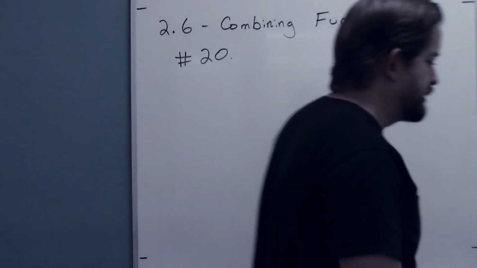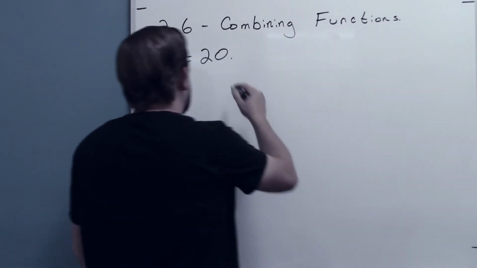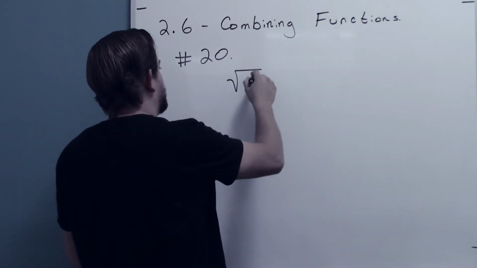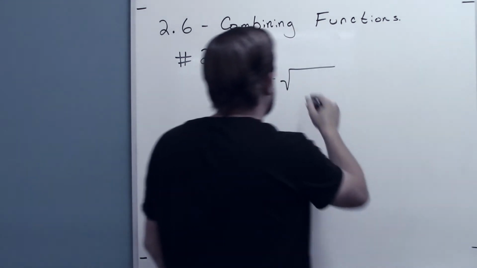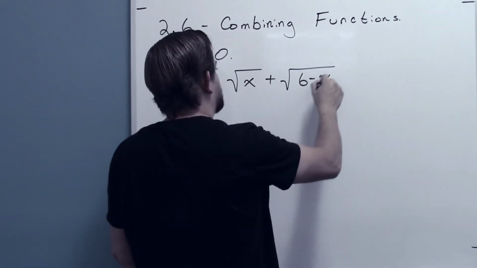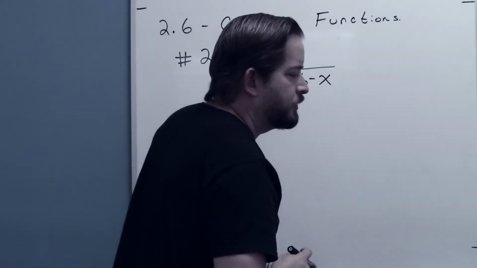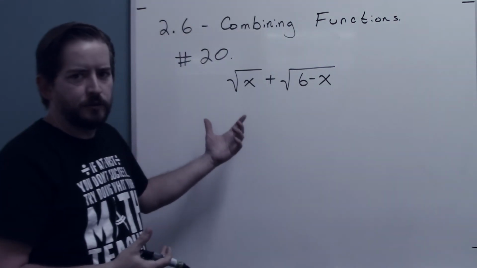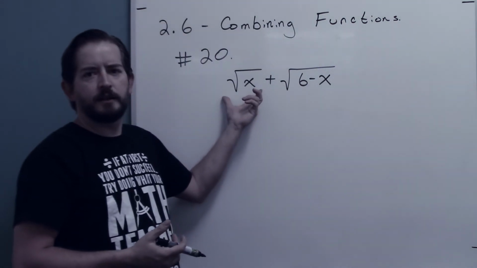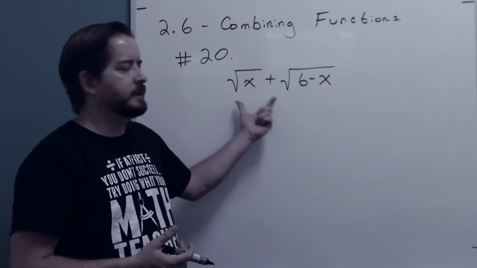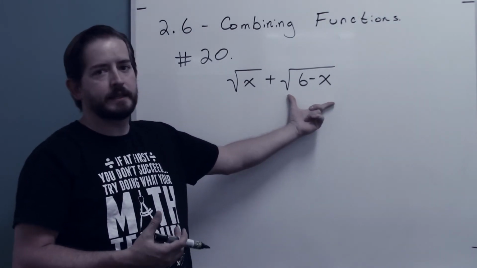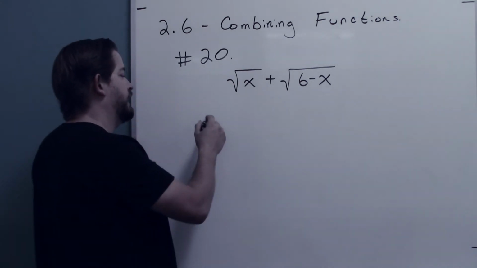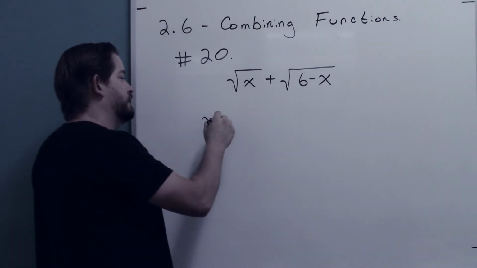Alright, so 20 says find the domain of the function square root of x plus the square root of 6 minus x. So really we're just talking about the sum of two functions here. I have some function, call it f of x if you want, that's just the square root of x. Some function, call it g of x if you want, that's the square root of 6 minus x.